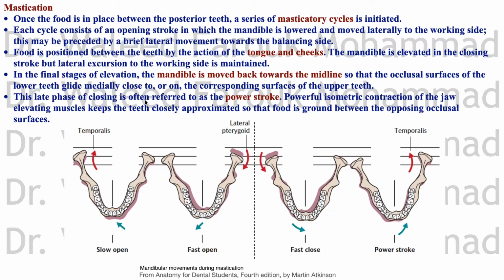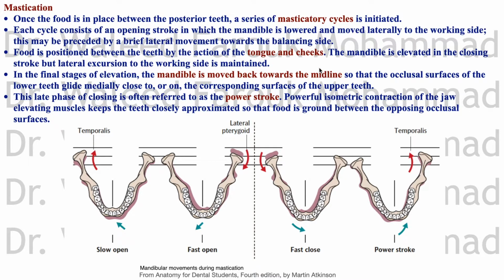Now, mastication begins. Each mastication is composed of a series of masticatory cycles. The cycle consists of an opening stroke in which the mandible is lowered and moved laterally to the working side. Food is then positioned between the teeth by the action of the tongue and cheeks.